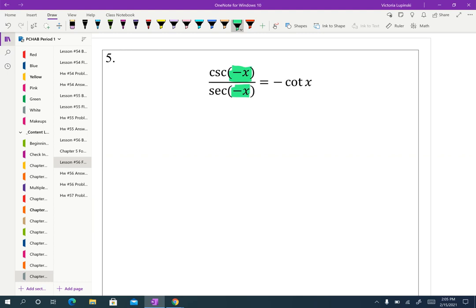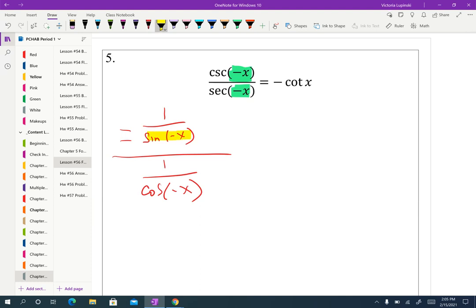Before I go ahead and actually use that negative inside, I'm going to go ahead and start by rewriting the left side. And again, as the more complicated side, the fraction on the left tends to give us more to do than just the single fraction or the single term on the right. So I'm going to rewrite the cosecant of negative x as 1 over the sine of negative x. And then again, a big fraction bar. And then the secant of negative x is 1 over the cosine of negative x.